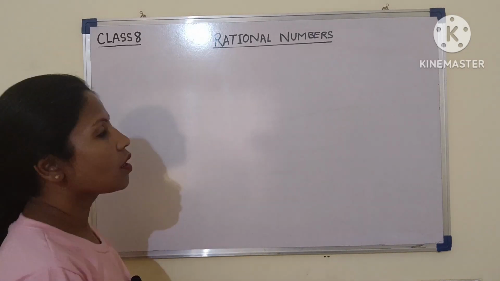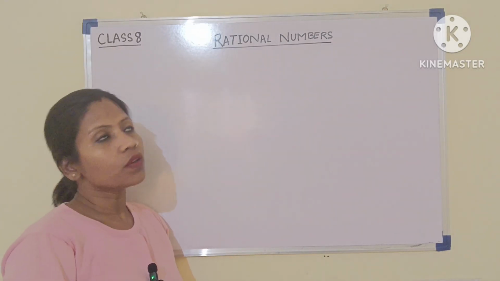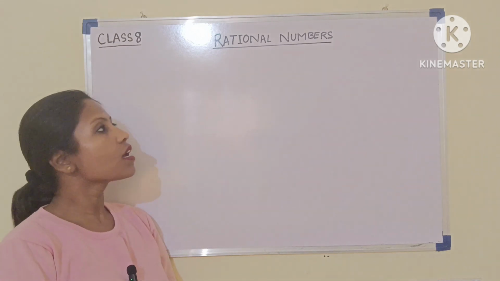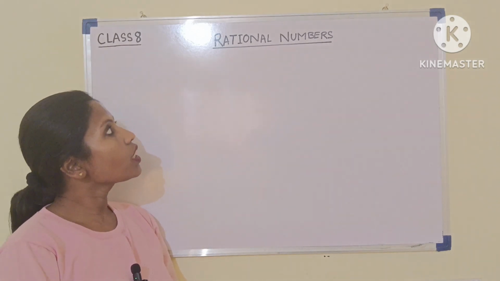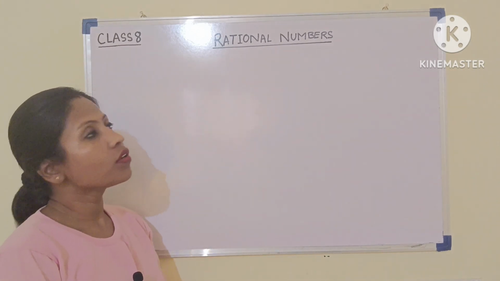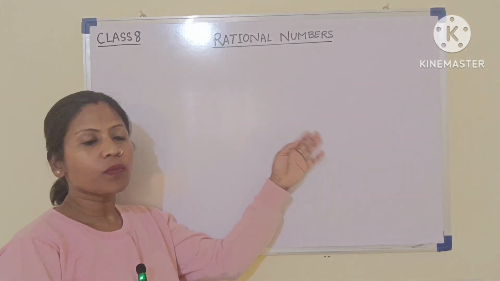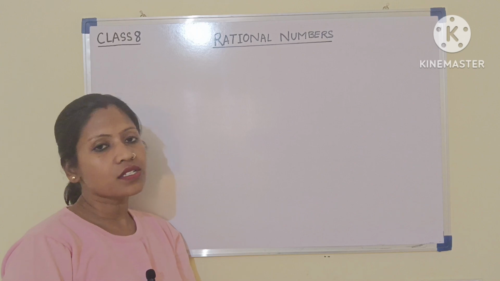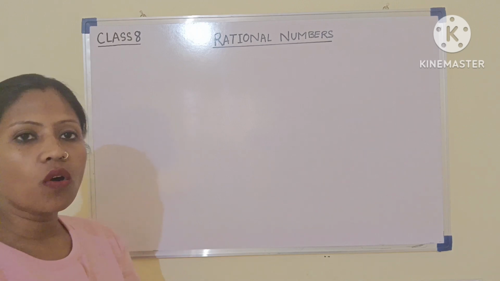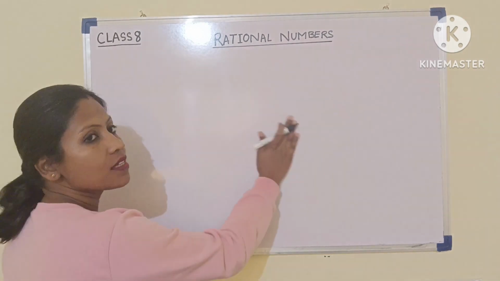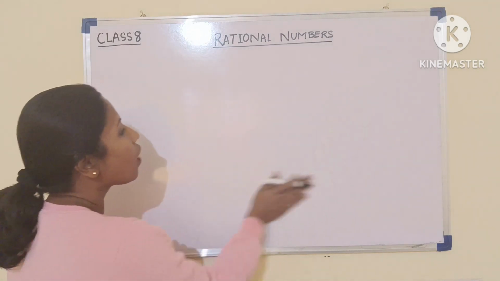Let's start with a rational number. Rational numbers we have studied in previous classes. In this class we will read about the properties of rational numbers, like closure property, commutative property, associative property and distributive property. We will learn all these properties. So let's revise the properties that we have read already.